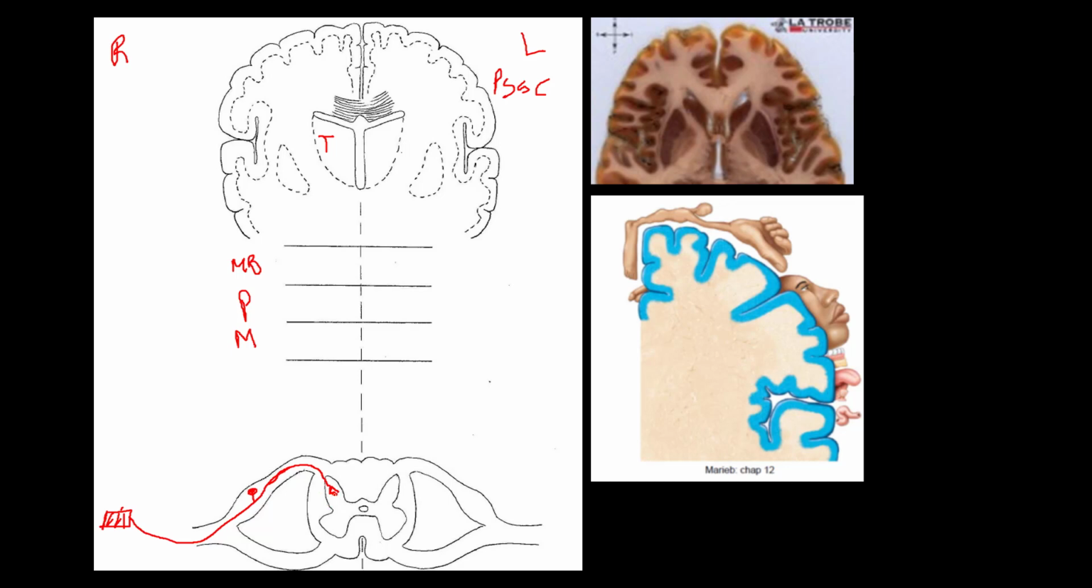And then it decussates to the opposite side on the lateral aspect of the spinal cord, and then travels up through the brainstem. Then it will enter into the thalamus, where it will synapse with the third order neuron.